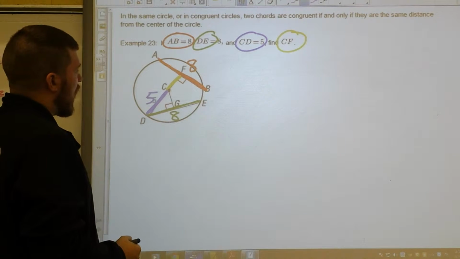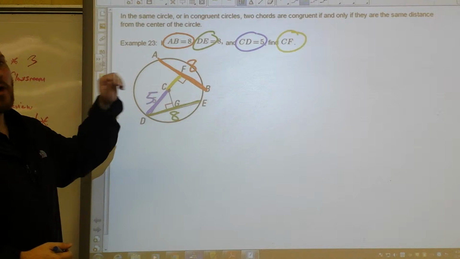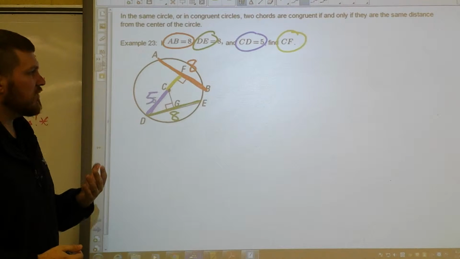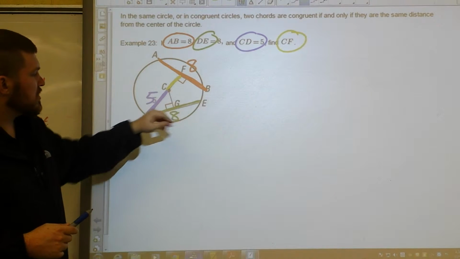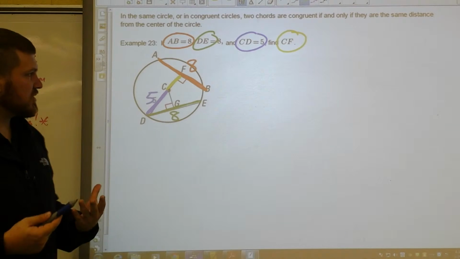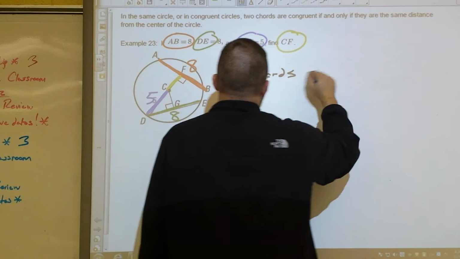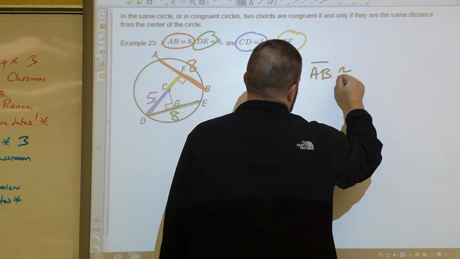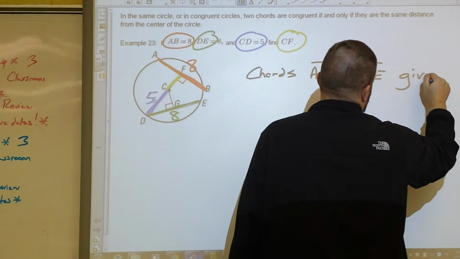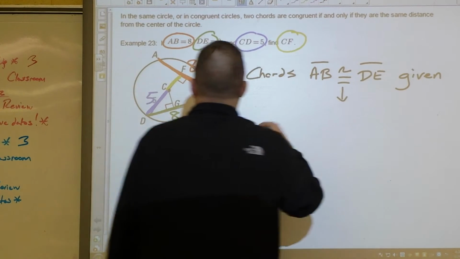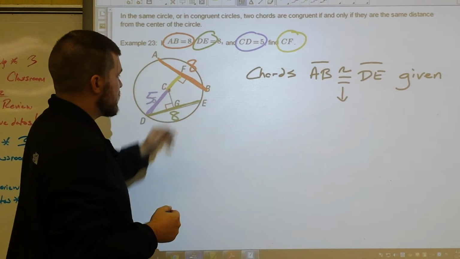Well, I know, based on the rule that was given to me, that these two chords are congruent if and only if the distances are the same. Obviously, my two chords are congruent because DE and AB have the exact same measurement. So I'm going to start off with that. Chord AB is congruent to chord DE. That was given to me. And what that means is the distance from the chord to the center of the circle should be the same.